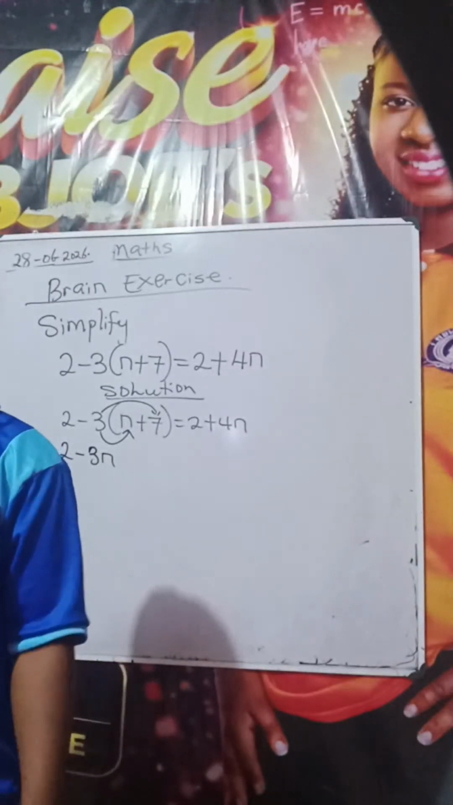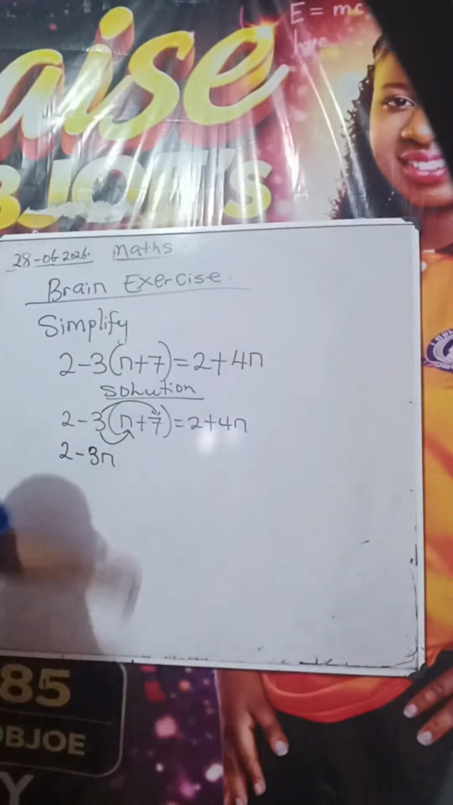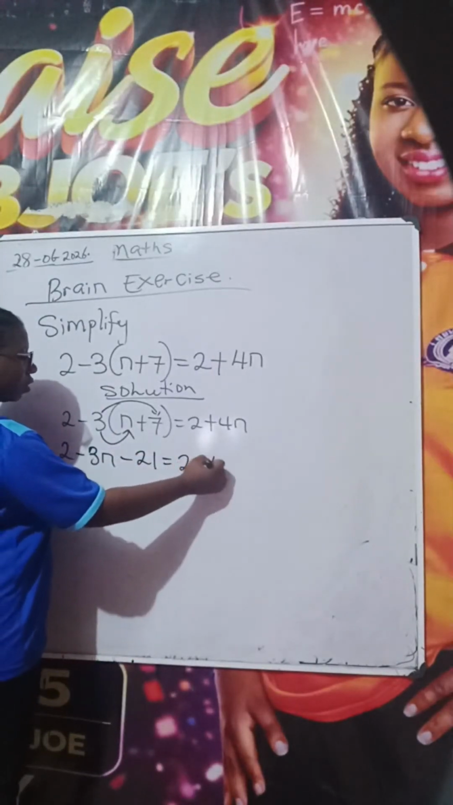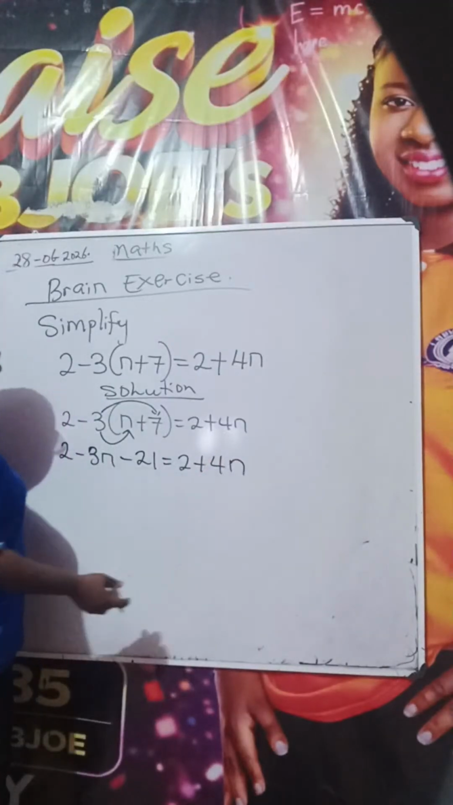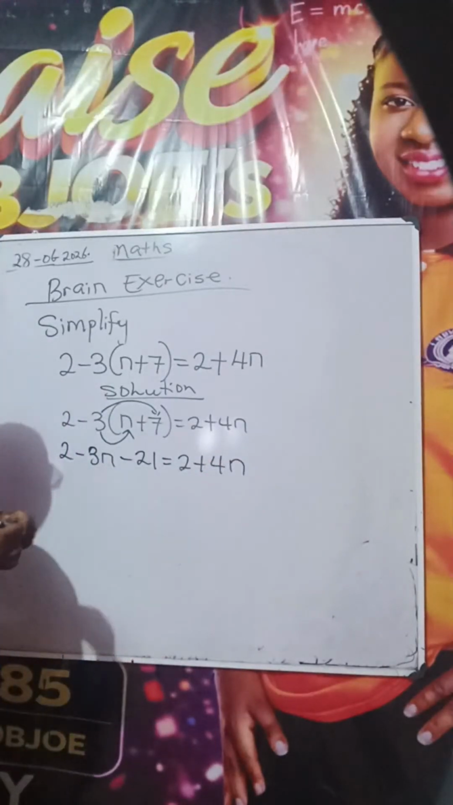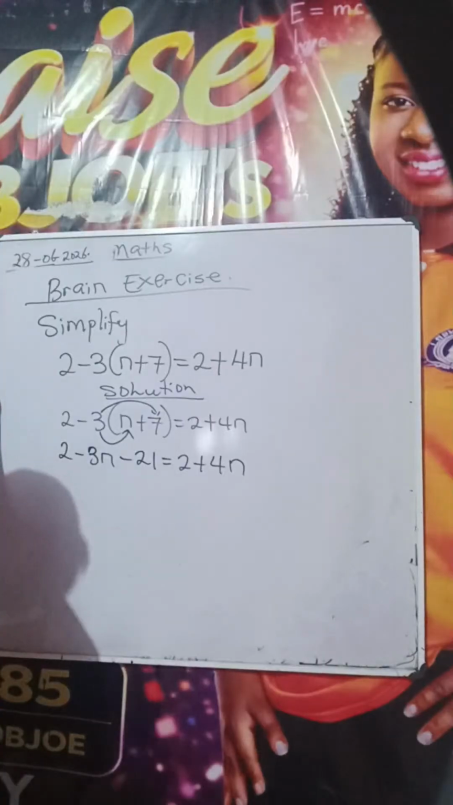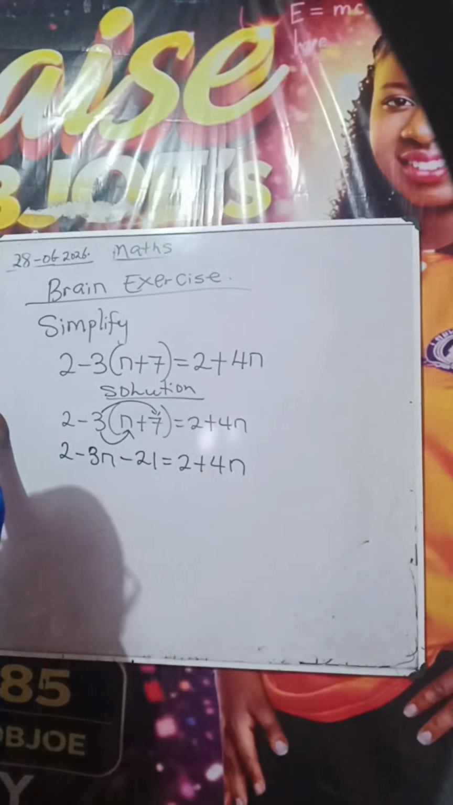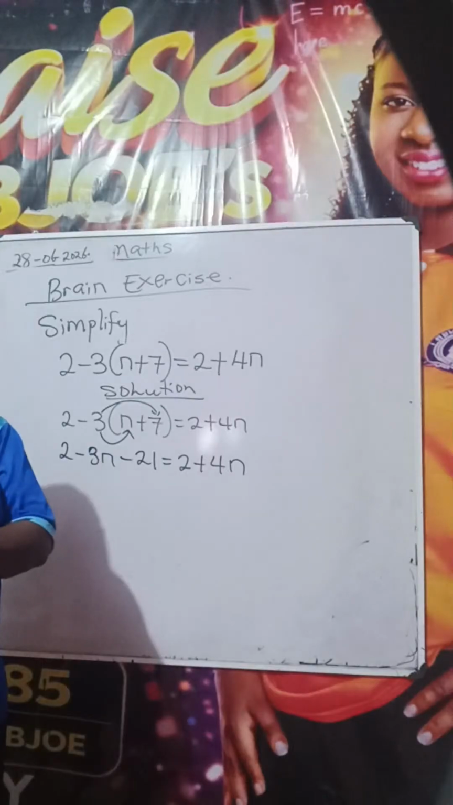So we are going to get minus 21. So we have minus 21 equals 2 plus 4n. Now at this point, we have removed the bracket. So what next? Now that the bracket has been removed, we need to do something. So what next again? Now all we need to do is put like terms together. We collect our like terms together.